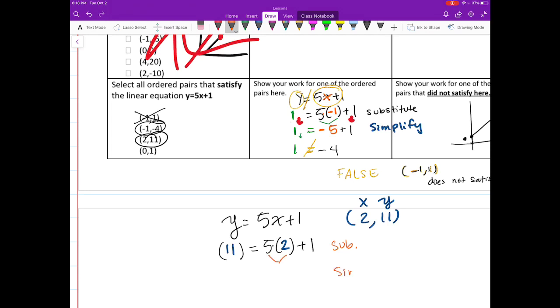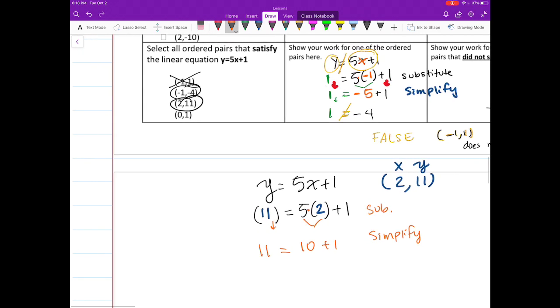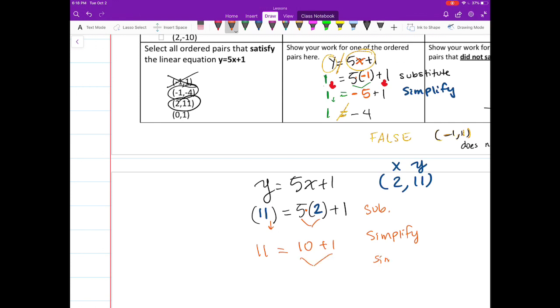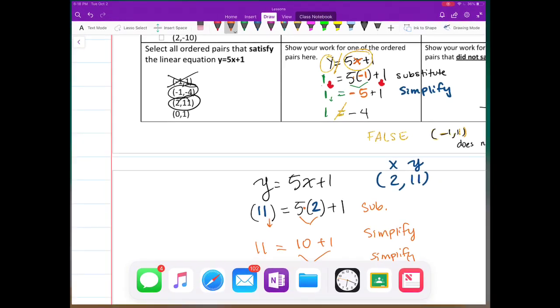Now I'm going to simplify. Did I use my parentheses? No. Drop them. 5 times 2 is 10 plus 1. Let's simplify again. 11 equals 11. Done. Okay?